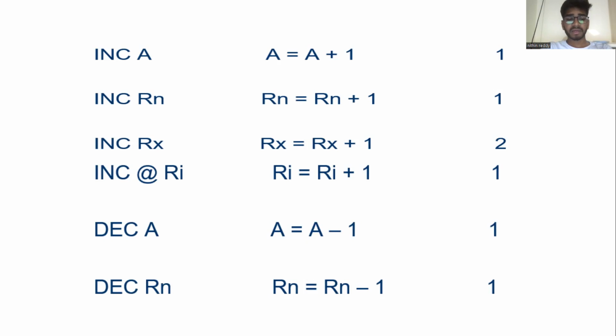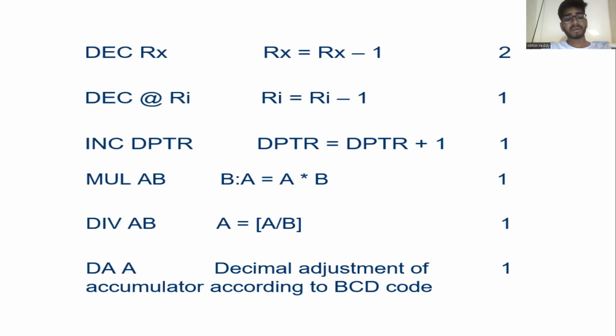DEC A. The accumulator value is decremented by 1 and the updated value is stored in the same accumulator and its byte is 1. DEC Rn. Rn is decremented by 1 and saved in the same Rn and its byte is 1. DEC Rx. Rx is decremented by 1 and stored in Rx. Its byte is 2. DEC @Ri. Ri is decremented by 1 and stored in the same Ri and its byte is 1.